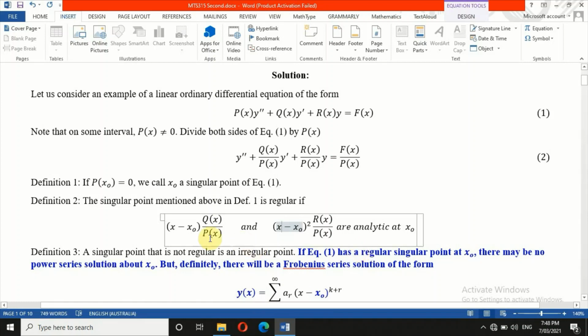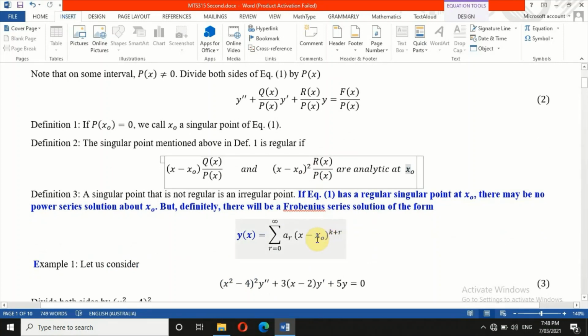So what we are saying is that if x0 is the singular point, and these two are analytic, then the singular point is actually regular. And that is why we can use the Frobenius series solution. It says that y(x) is a solution, summation from r to infinity of a_r (x minus x0) to the power k plus r, where x0 is the singular point. Most times x0 equals 0 is the singular point. That is why most times you don't write this minus x0, because if x0 is 0, it's more or less like the way we've been using it before.